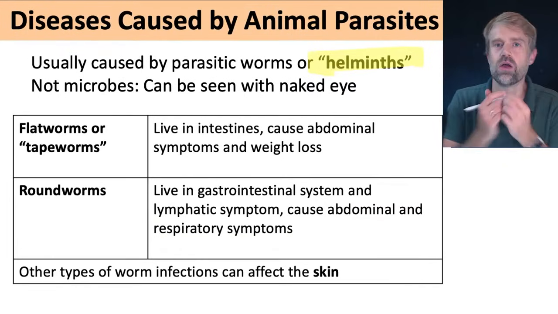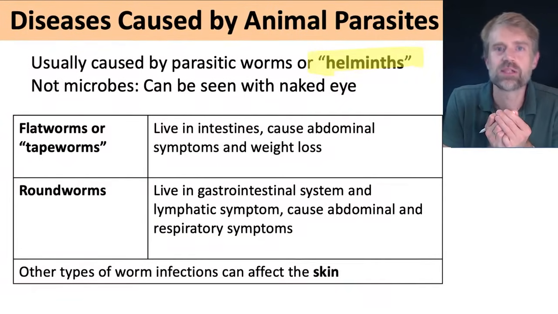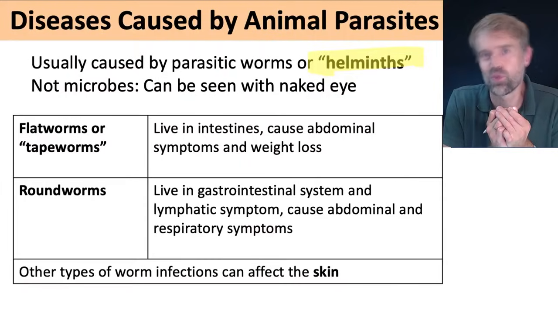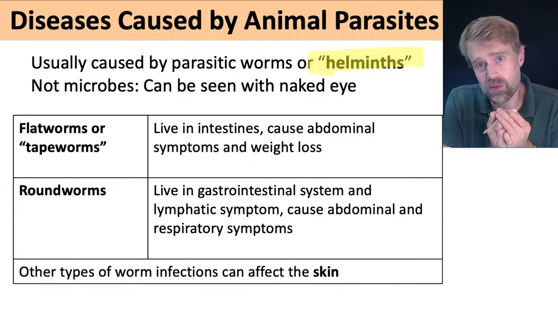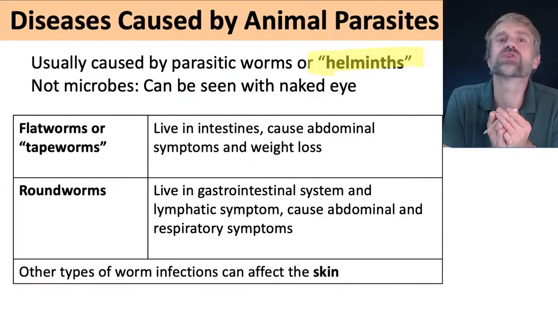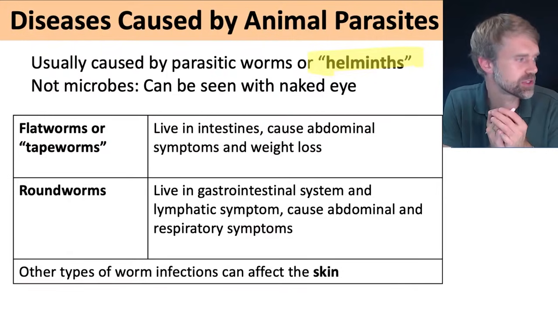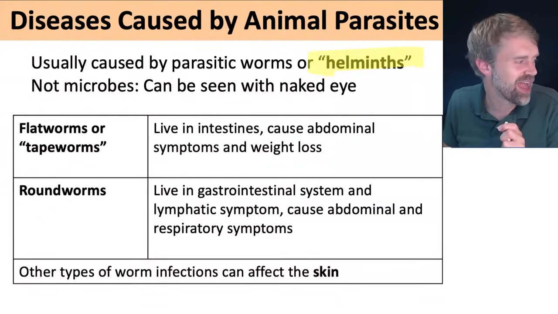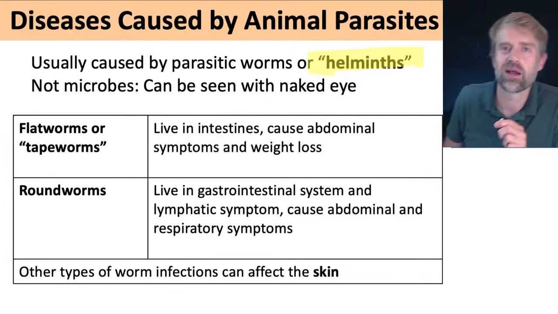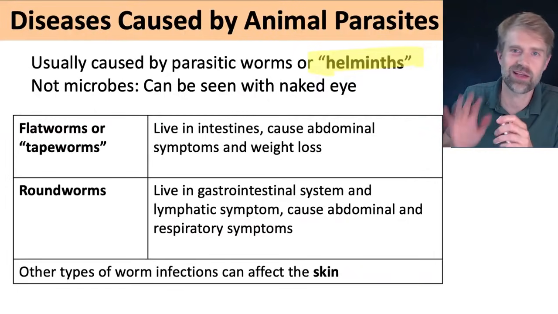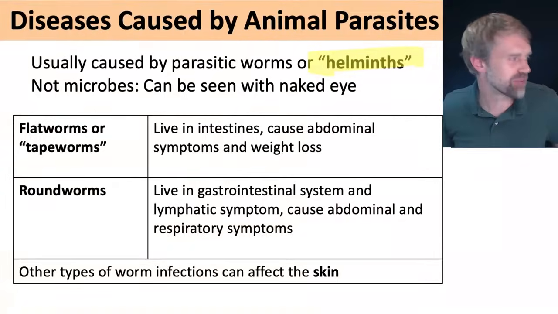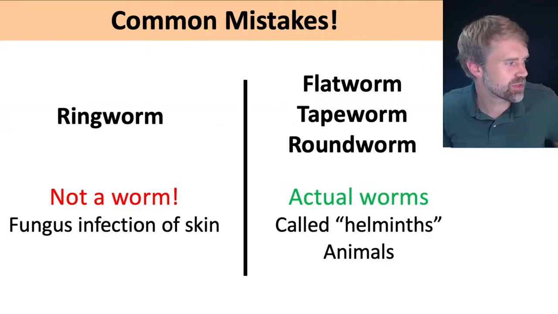There we go. Ringworm is a fungus. Roundworm, flatworm, tapeworm, those are animals. They are helminths. Parasitic. Helminth sounds like something from Harry Potter, or some wizardy thing. Helminth, the parasitic worms. So there, ringworm, not a worm.